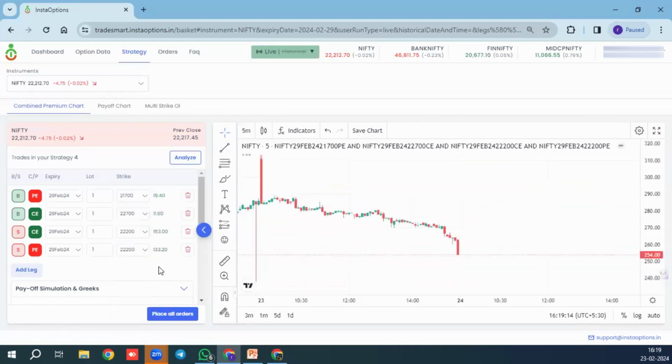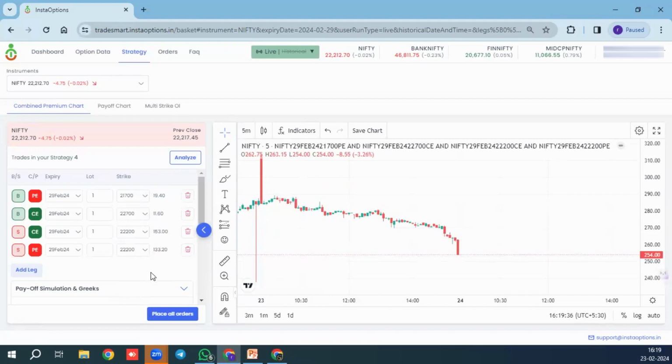So what is the advantage? Oh, sorry, yes, that is right, 22,200. Both are right. What is the advantage of this? We have hedges on both sides, so your maximum loss is going to be limited, not more than 50,000, right? 10 strikes away, so not more than 50,000.